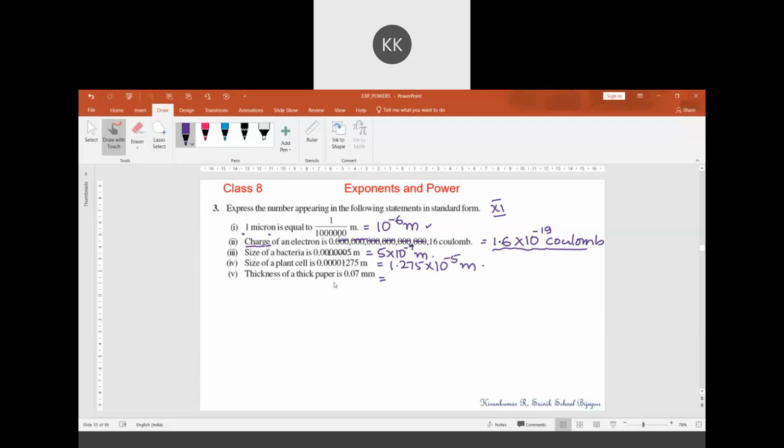What about the size of the paper? Sir, 7 into 10 to the power minus 2. Minus 2 what? Minus 2 millimeter.